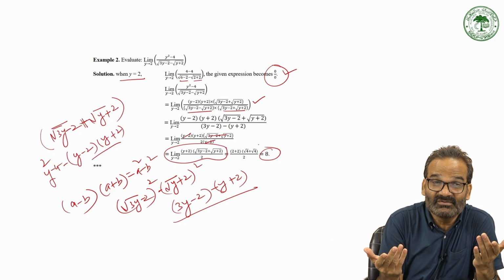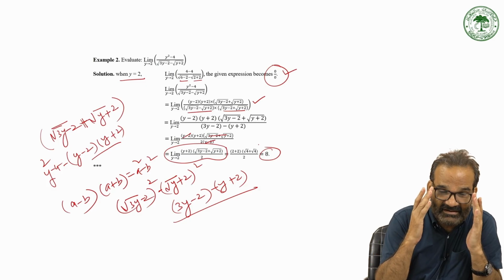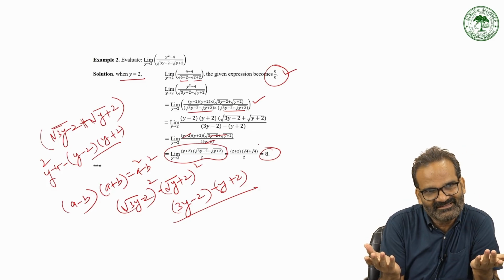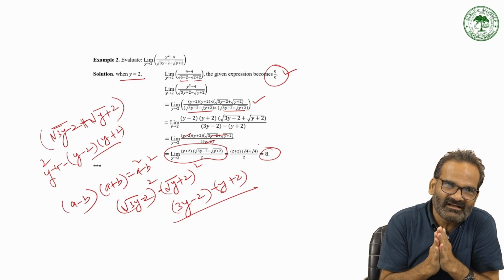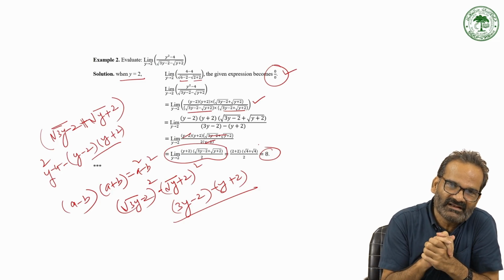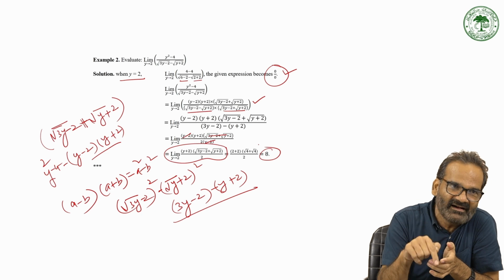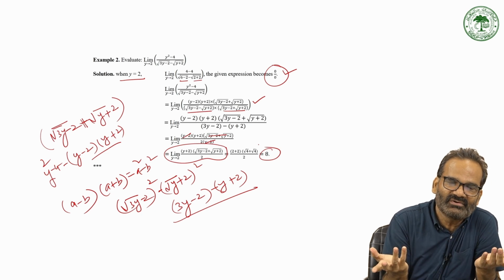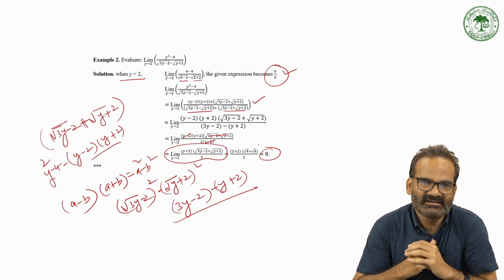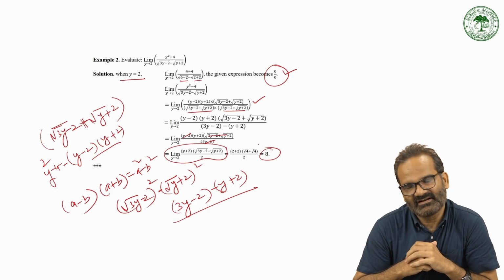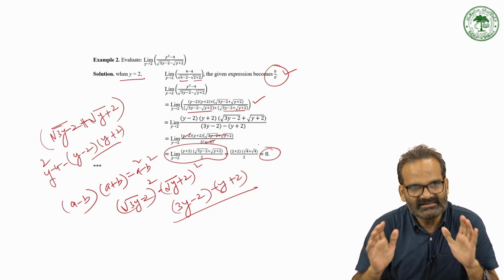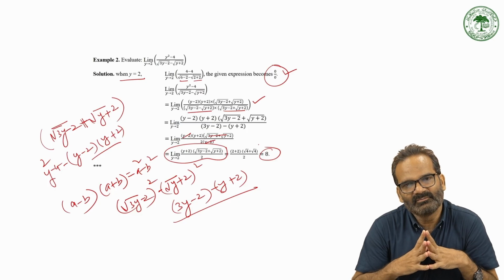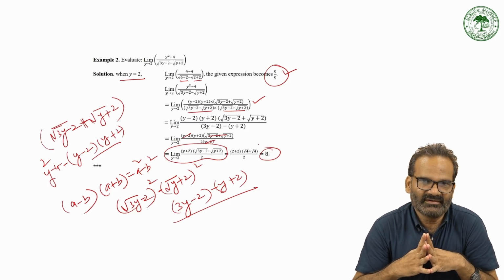If the function is of the form f(x) upon g(x), then you can think of the factorization method and find its limit. On the other hand, if the function is of the type f(x) upon g(x), but either the numerator or denominator contains a square root, then we can use the rationalization method to find the limit of the given function. I think this is all about the methods to find the limit of various functions.